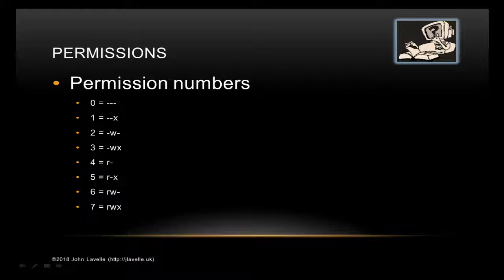The permissions, you've got the octal permissions, which are the numbers, there are 8 of them from 0 to 7, and then you have the letter representation for each one. So 1 is execute, 2 is write, 3 is write and execute, 4 is read, 5 is read and execute, 6 is read and write, and 7 is read, write, and execute. Depending on what the permission is on the file depends on what people can do with it.